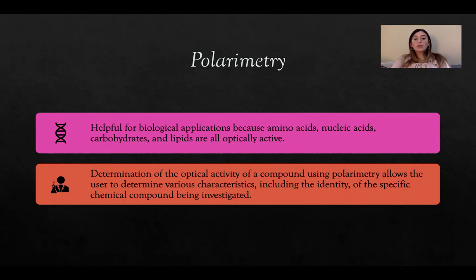The determination of the optical activity of a compound using polarimetry allows the user to determine various characteristics, including the identity. Like I said, for example, if we have fructose and galactose, they have very similar structures, and we can differentiate between the two using polarimetry, to determine various characteristics, including the identity of the specific chemical compound being investigated.